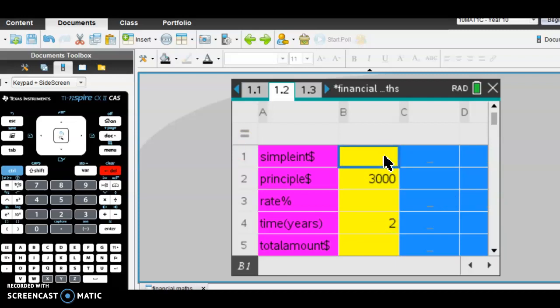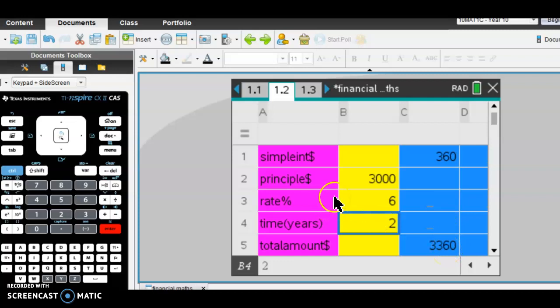And that's very simply, if I invest $3,000 for 2 years, and I'll delete that, and I'll put in, say, 6%, it'll work out how much interest I'll earn, $360. And at the same time, it'll tell me how much I will get back altogether. That's my $3,000 plus the $360 interest.